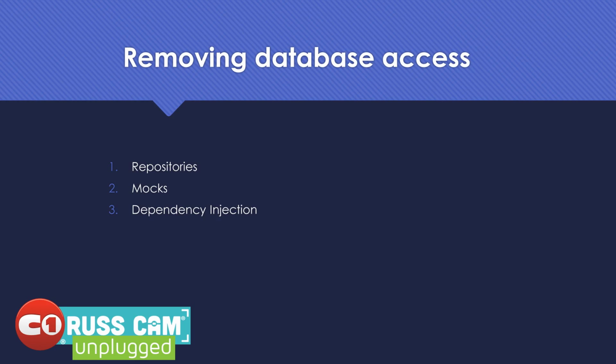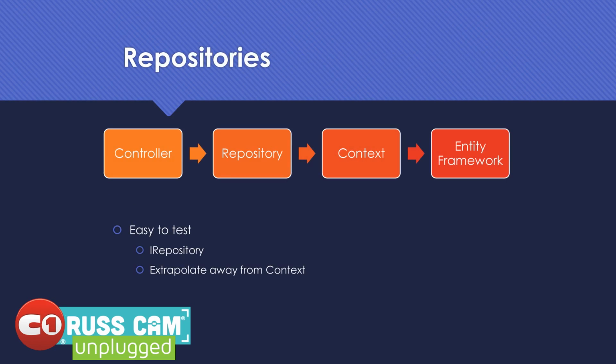And the third thing is dependency injection, and that's not really required to remove the database, but it just makes it easier for us so we can write less code to do it. If we write less code, that means we have to maintain less code, which is a good thing. So let's start by talking about repositories. Remember before, the controller talked to the context that talked to Entity Framework. So in step 1, we're going to insert the repository in here. The controller will talk to the repository, which will talk to the context, which will talk to Entity Framework.